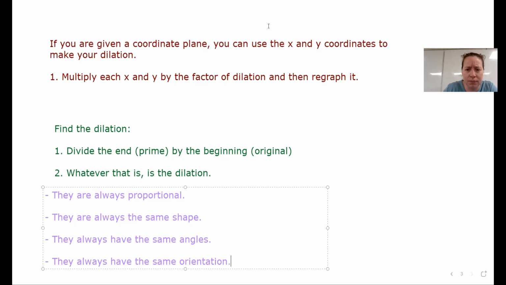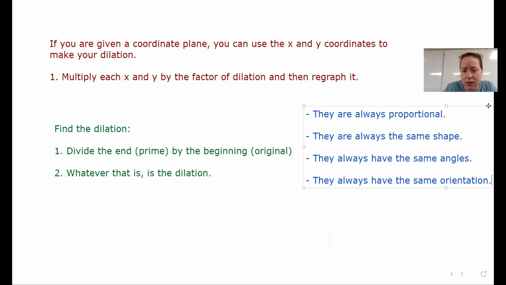You want me to put it into a different color? I'll put it into blue. Okay, so that is always true for all of these. They're always proportional, always the same shape, always have the same angles, and always have the same orientation. We can use that when we're solving this. And if any of these is not true, if it's a different shape, if it's a different set of angles, if it changed what it's doing, then it's not just a dilation. They did something else to it too. All right, so let's do one of these on a coordinate plane and have a look-see at it.